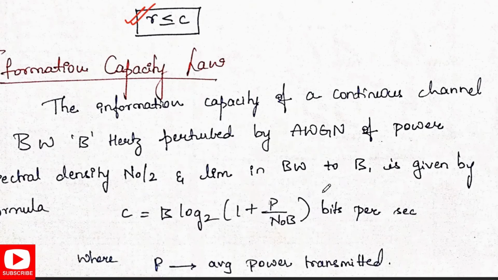Last concept, the information capacity law. This has been asked in the model question paper and is in the syllabus. We have only the statement. The statement states that the information capacity of a continuous channel of bandwidth B hertz, perturbed by AWGN of power spectral density N naught and limited in bandwidth to B, is given by the formula C is equal to B log 2 of 1 plus P divided by N naught B bits per second, where P is the average power transmitted.